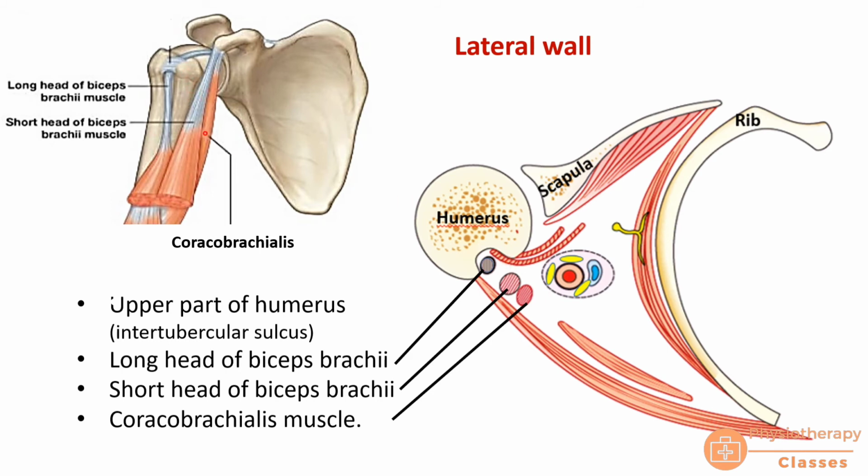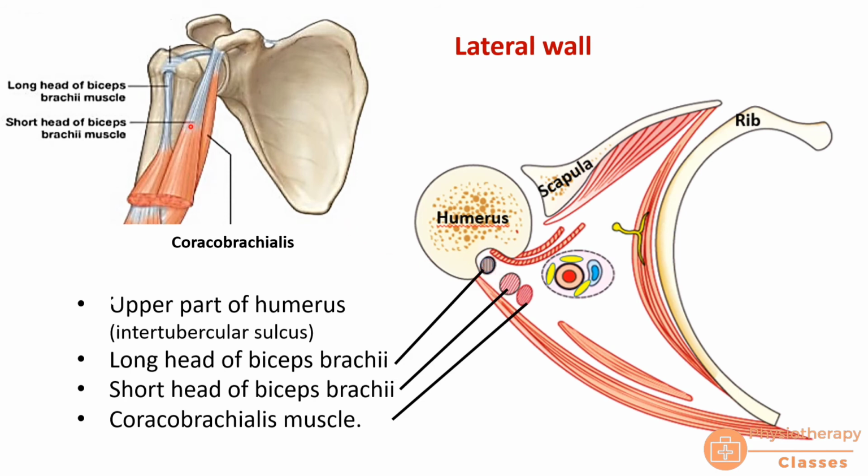Here we can see this will be the lateral wall. So it will be formed by upper part of the humerus, where we have this bicipital groove. And which tendon is lodged there? The long head of biceps brachii, which we can see here. So lateral wall will be formed by upper part of the shaft of the humerus, and here we have the intertubercular sulcus or the bicipital groove, and the tendon of the long head of biceps brachii is lodged there.